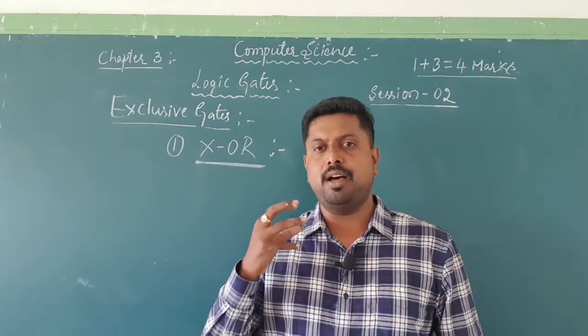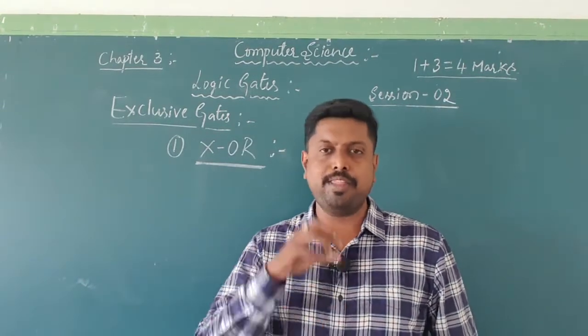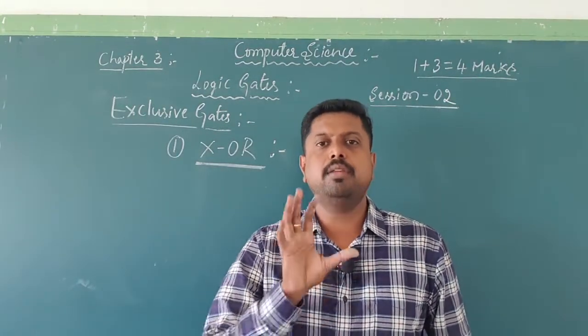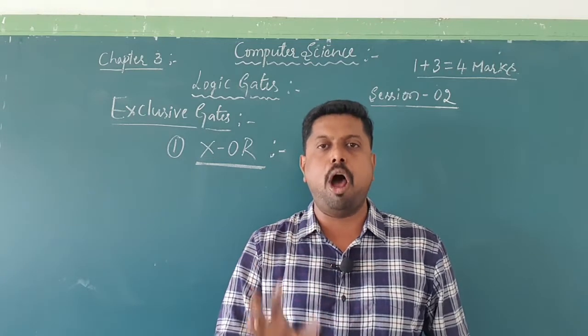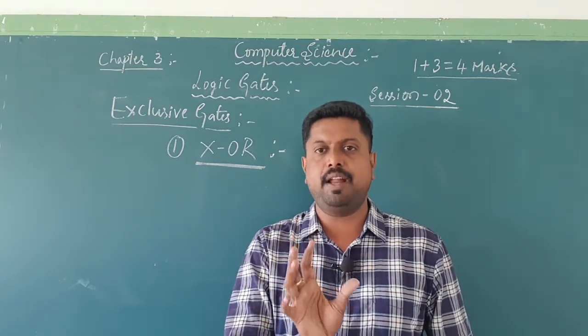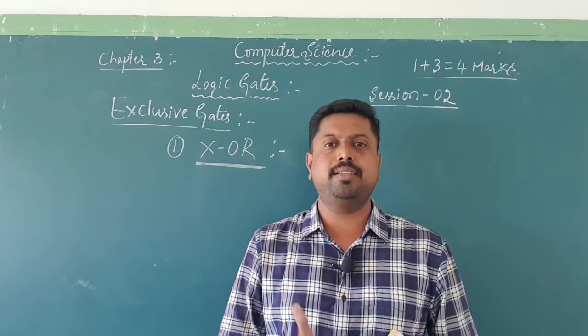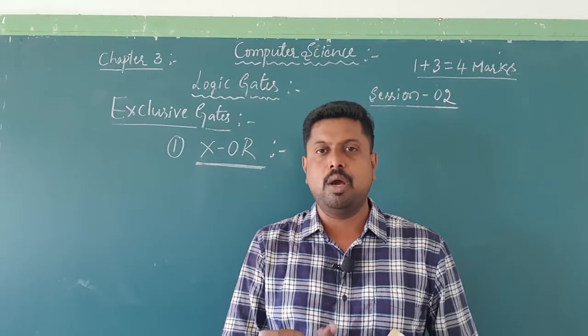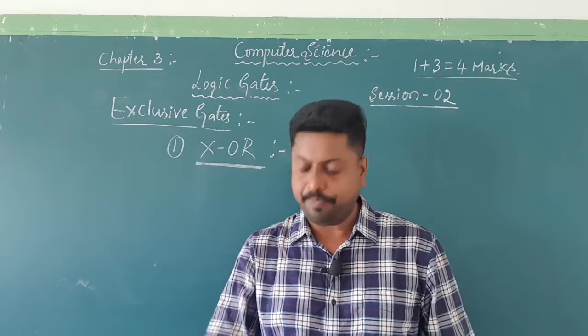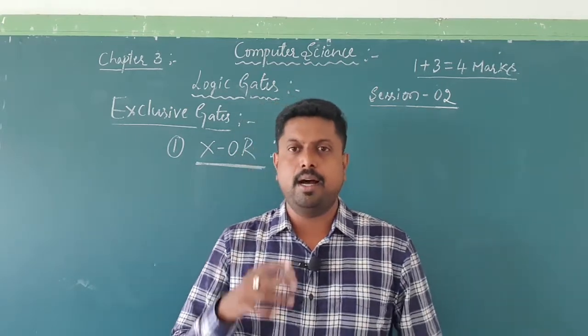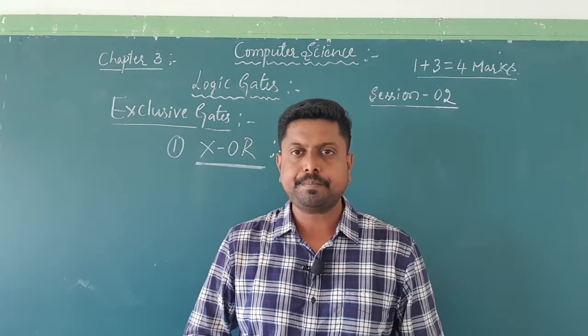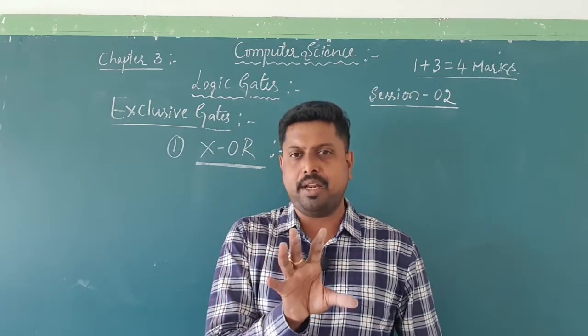If I come to the exclusive OR gate, one thing you should remember: this is different from the OR gate. Then how to represent this XOR gate? What is its symbolic representation? What is its truth table? What's its definition? Before going to the symbolic representation, the definition of the XOR gate is like this.